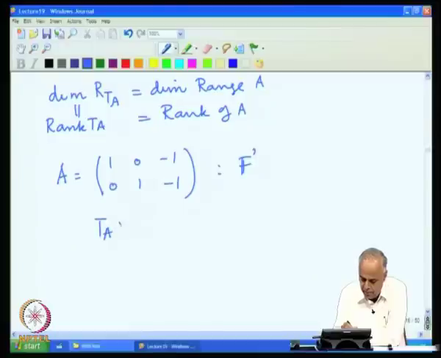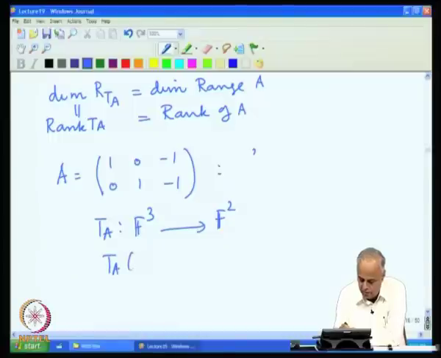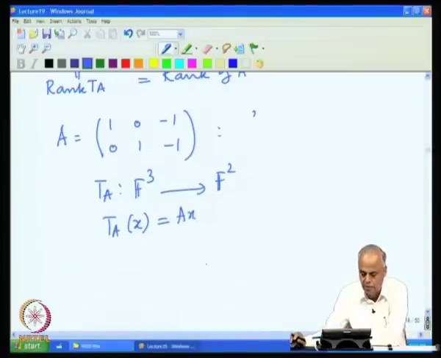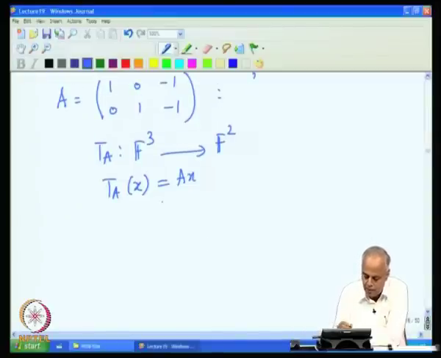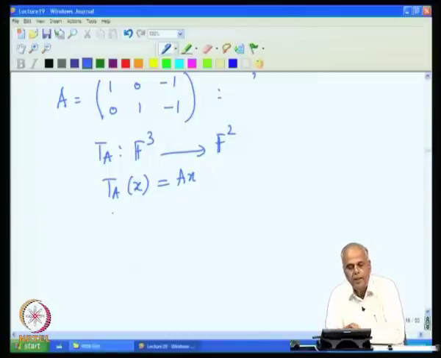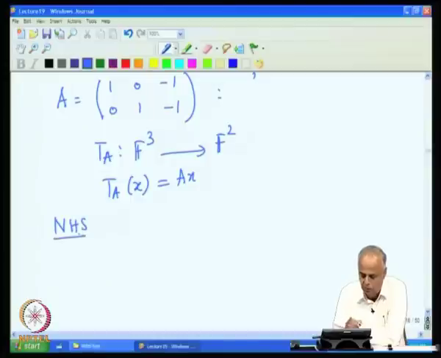We have T_A mapping F^3 to F^2 where T_A of x is Ax. We have already found the null space of this matrix, we shall now find the range of this matrix. So, now we want to know for what y's Ax equal to y has a solution. So, look at the non-homogeneous system Ax equal to y.